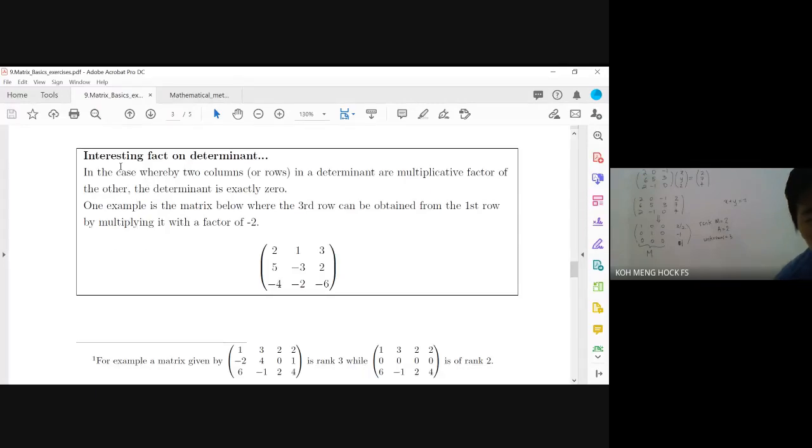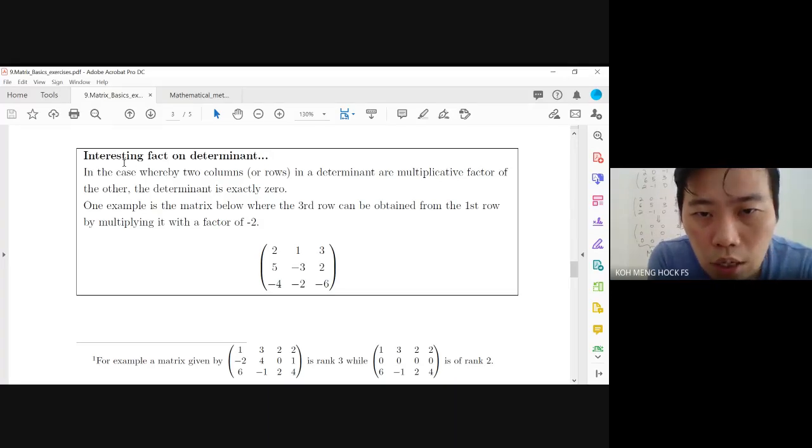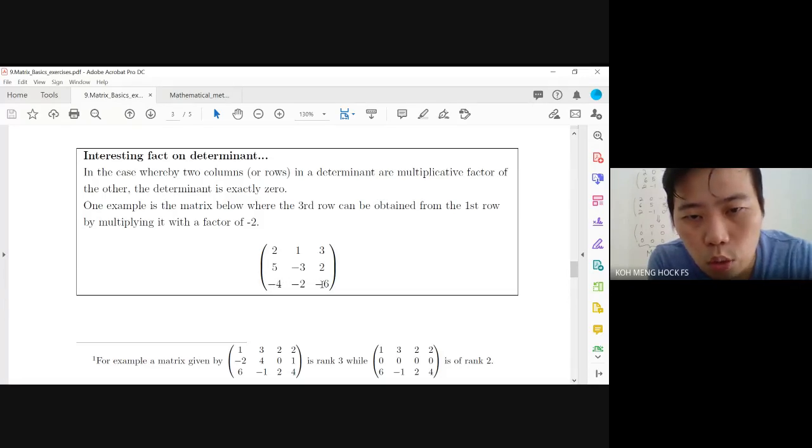There is another interesting fact which I want to point out. This was also discussed in the book, and that's why I say this book is very nice. Here they talk about a determinant. Sometimes you have a determinant, and before you try to solve it, you must look at the matrix first. If you look at this example, row 1 is 2, 1, 3, row 2 is 5, minus 3, 2, row 3 is minus 4, minus 2, minus 6. Here you will see that row 3 is actually minus twice row 1.